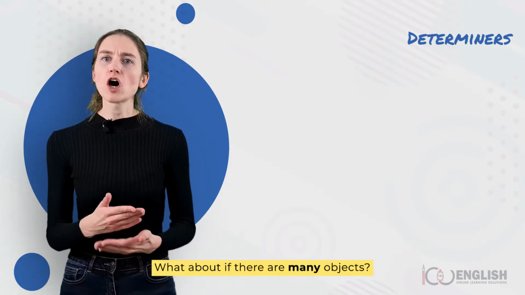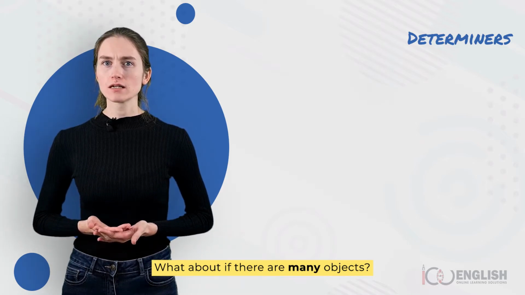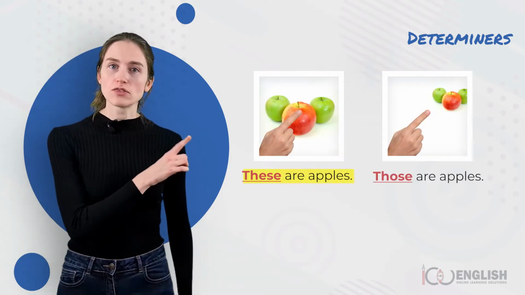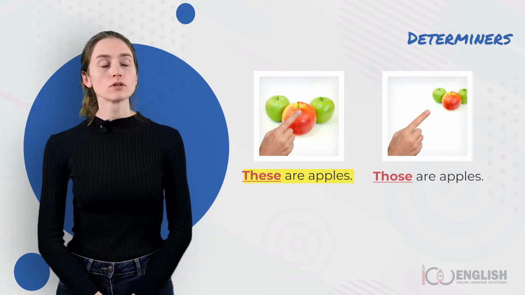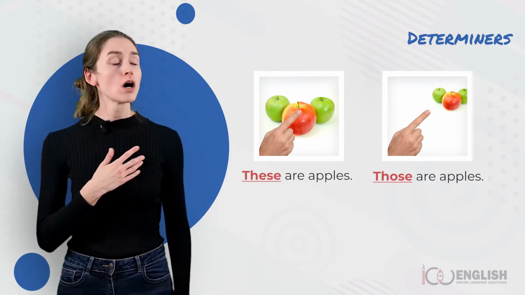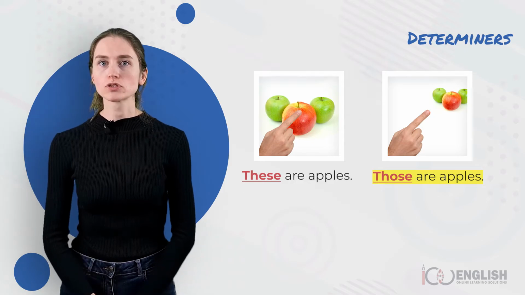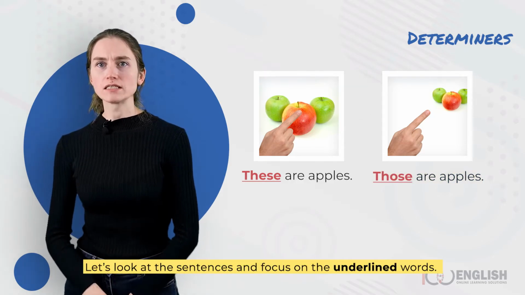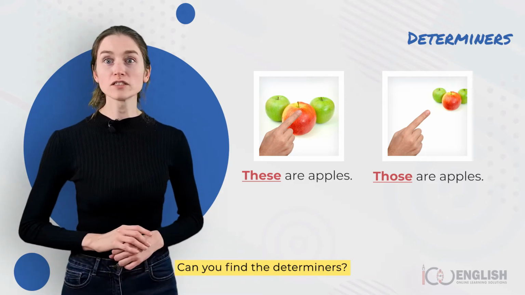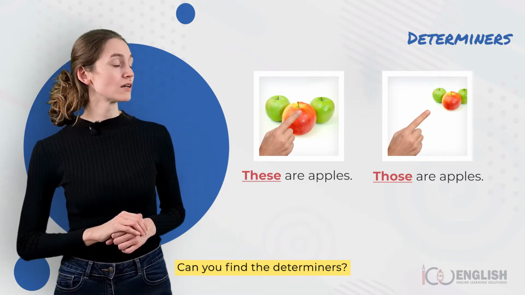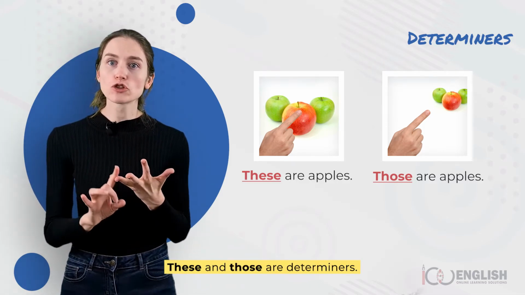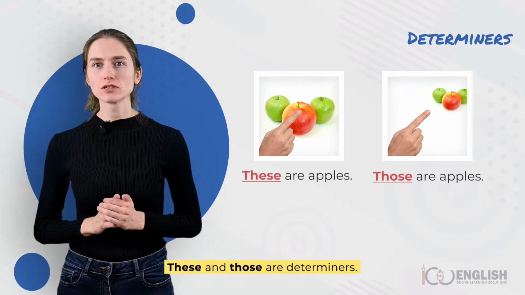What about if there are many objects? Let's come back to the apples. These are apples. Oh, the apples are a bit far from me now. Those are apples. Let's look at the sentences and focus on the underlined words. Can you find the determiners? That's right. These and those are determiners.